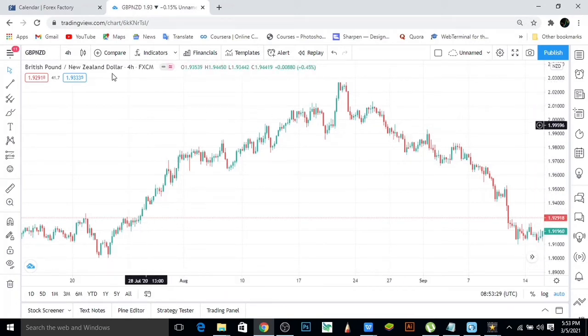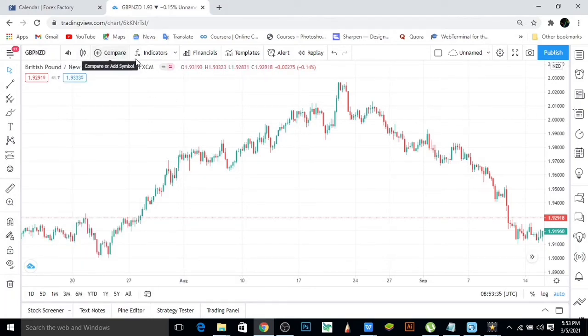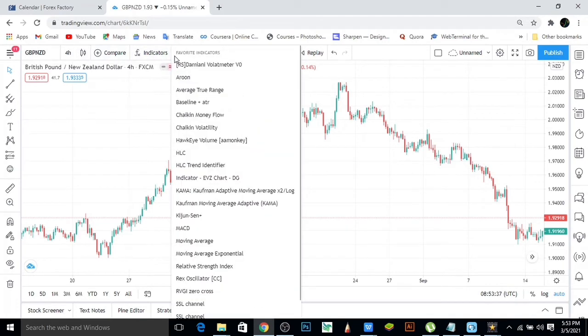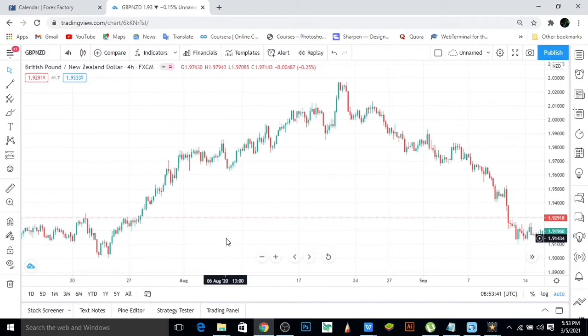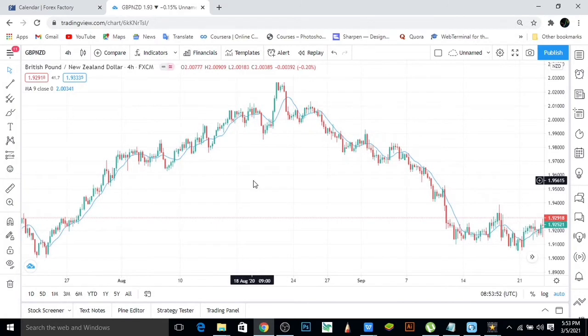What am I talking about? So let's stay with this 4-hour chart. Let's put a moving average on this chart. So I'll put a moving average on this chart. A blue, you can see that blue line, the blue wavy line. You can see the blue wavy line I put.